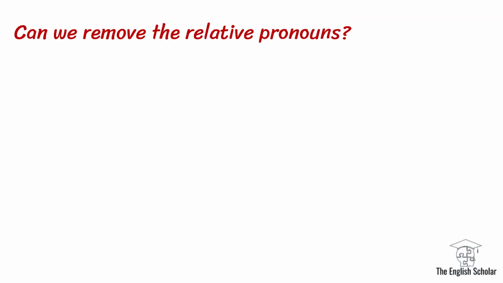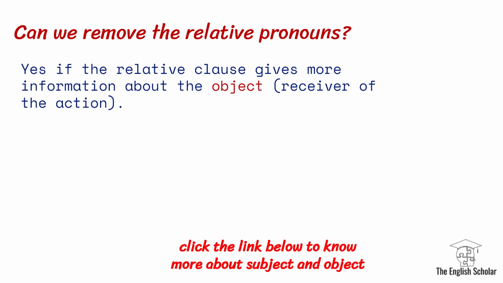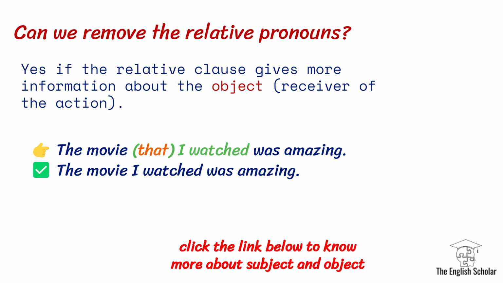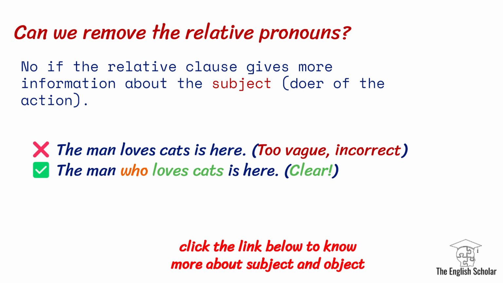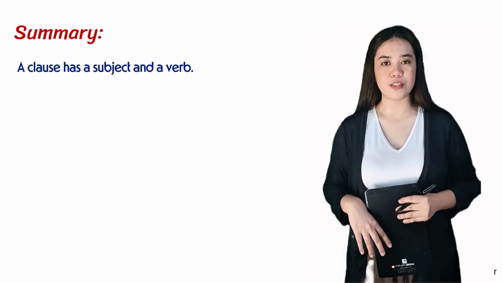Now, can you drop the relative pronoun? Sometimes. If the relative pronoun is the object, you can leave it out. Example, the movie that I watched was amazing. The movie I watched was amazing. But if it's the subject, don't drop it. "The man loves cats is here." That's too vague. The man who loves cats is here. Now that is clear.